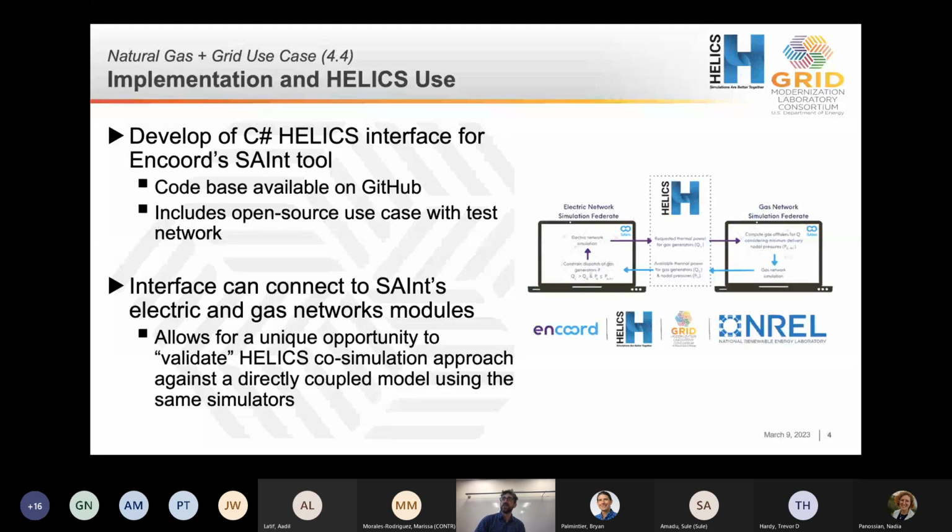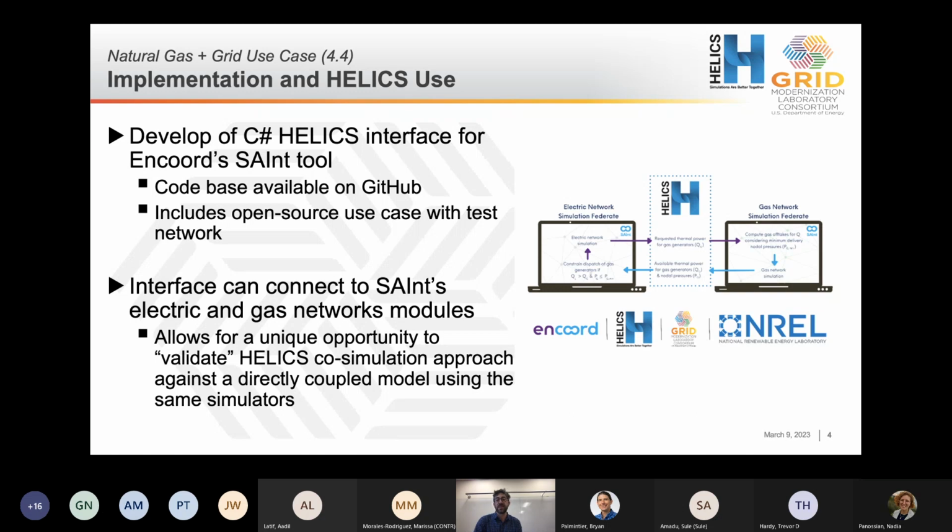This was a unique opportunity to validate how the Helix framework works. We can test a gas and grid co-simulation, or coupled modeling approach, just internally with Saint, and then compare that to what happens if we co-simulate via Helix. It gives us a good chance to not only check if our simulator or adapter is working correctly, but also to evaluate how a co-simulation approach stacks up against a more directly coupled model. And we can do this in a pretty direct way since we're using the same simulators in both of those approaches.